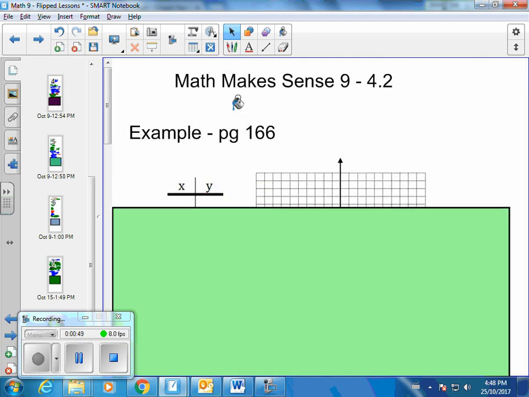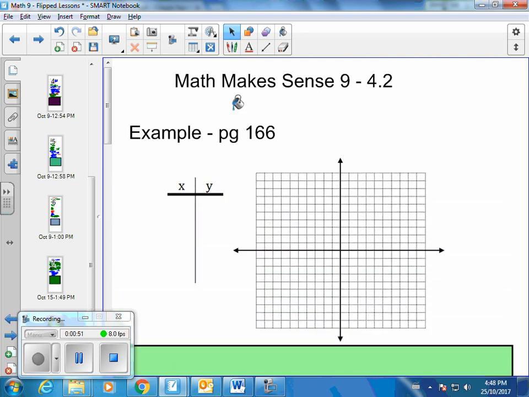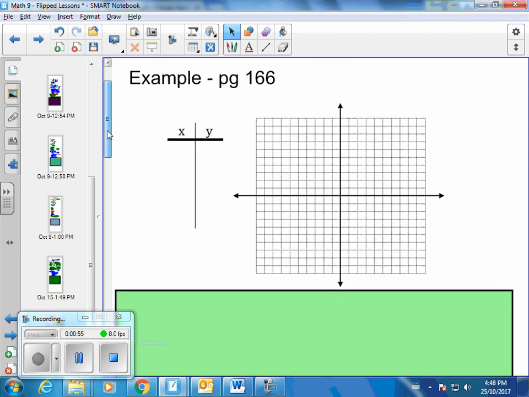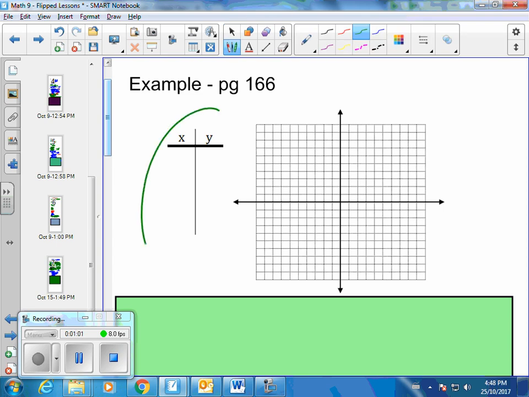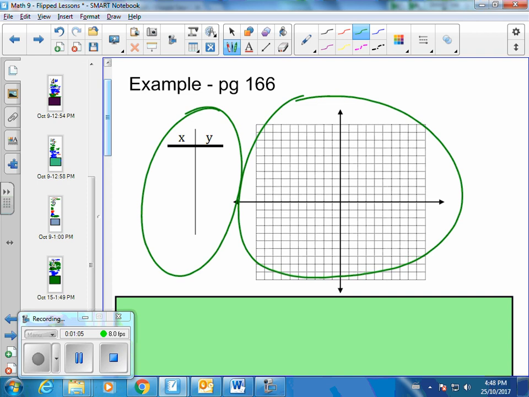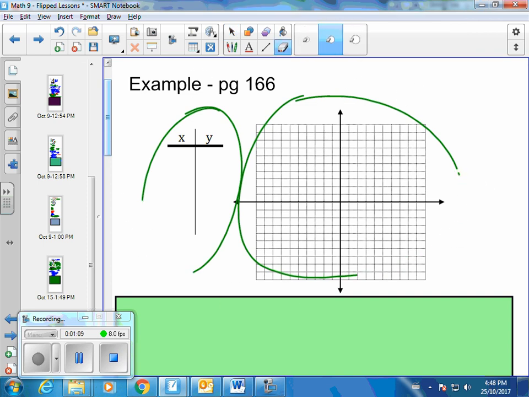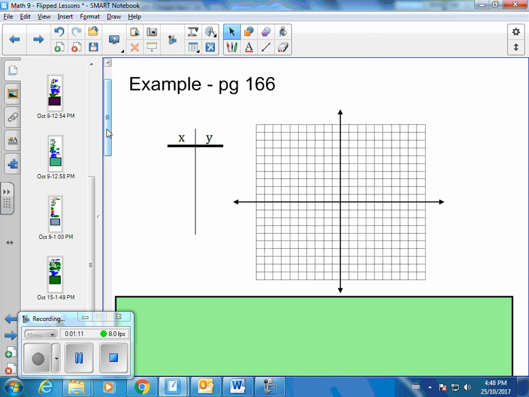We are starting with the example on page 166. Now, for this unit, you are going to need graph paper. If you don't have graph paper, go out and get it. These two basic functions here, the XY table and the XY coordinate plane, are going to be what we use more than anything else in this unit. So if you don't have any of those things, you're going to be in trouble.